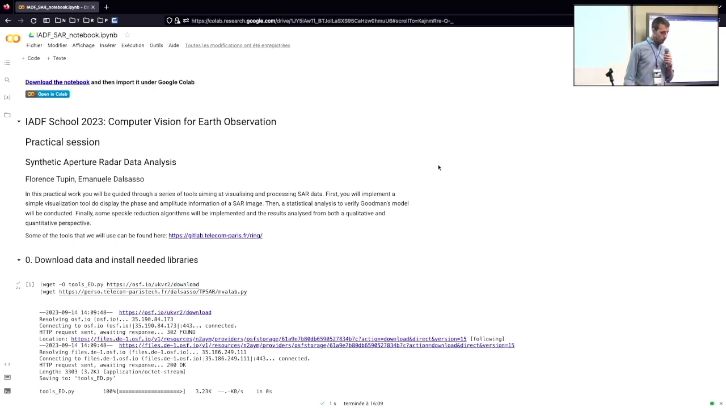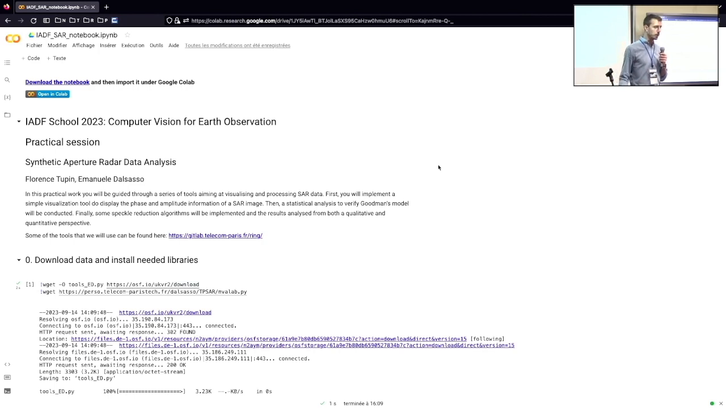First of all, we will start with simply downloading and reading a SAR image. And we will have a look at how to visualize the phase and the amplitude information of a synthetic aperture image. In this practical work, we will only work with single channel, single look complex SAR images. So we're not going to see any interferometric image or polarimetric image. It's simply a single channel SAR image in single look complex format.